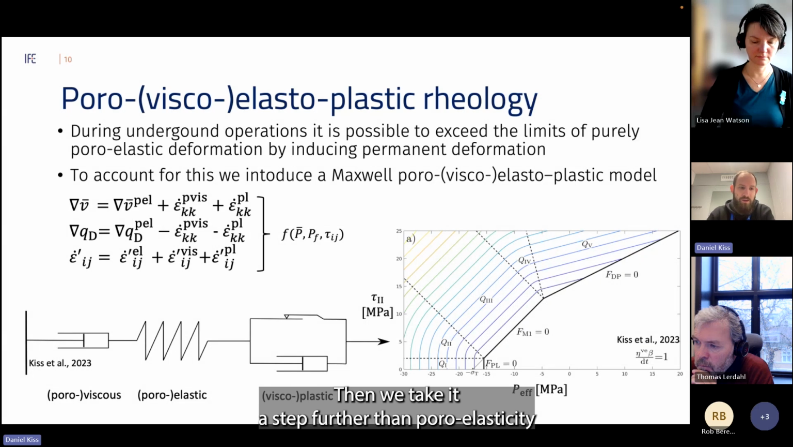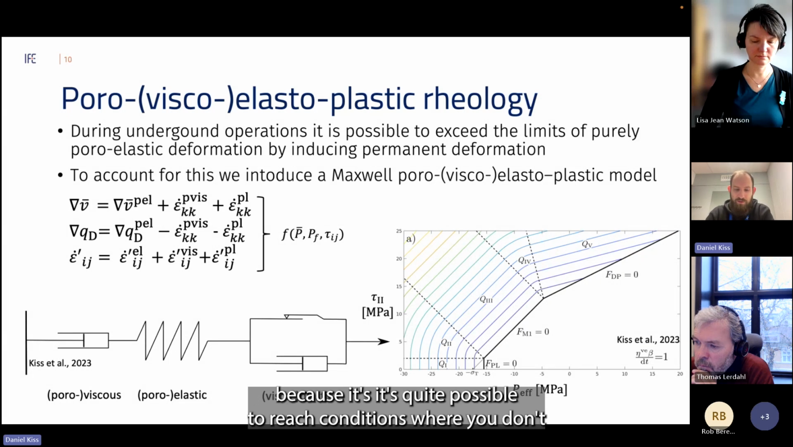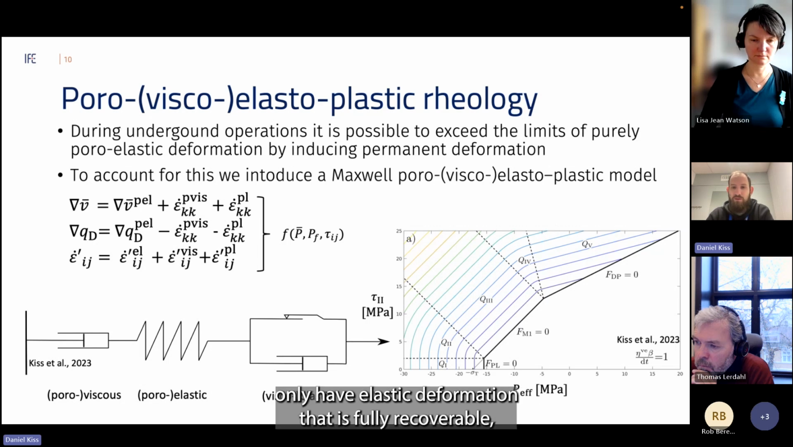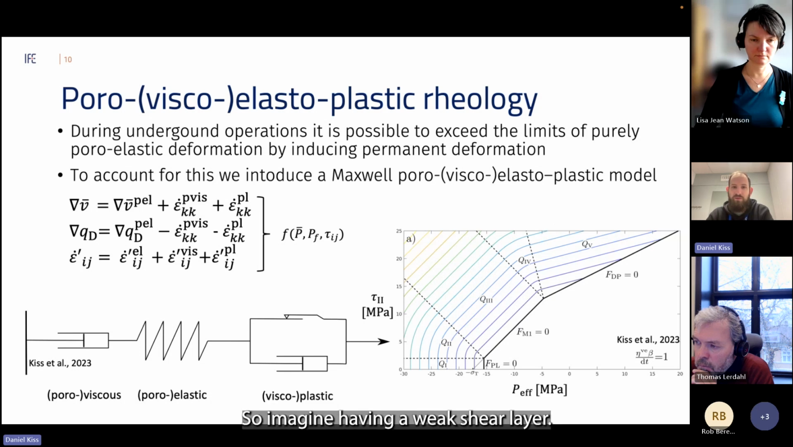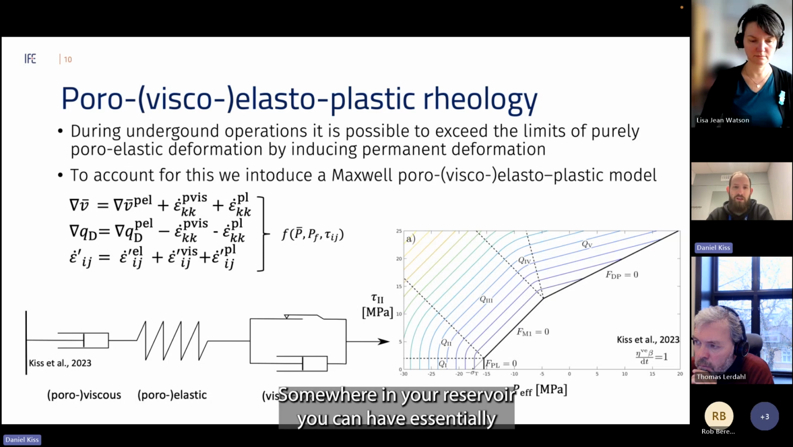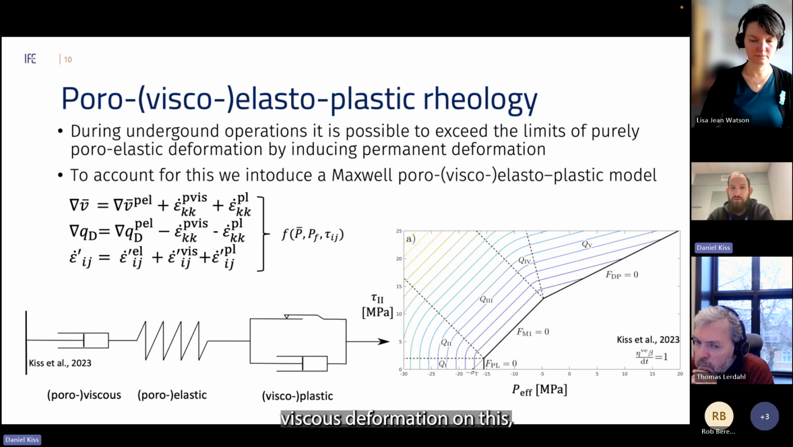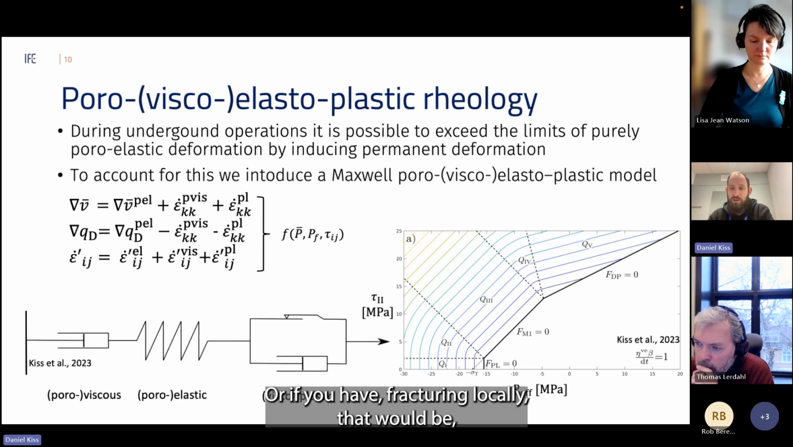Then we take it a step further than poroelasticity, because it's quite possible to reach conditions where you don't only have elastic deformation that is fully recoverable, but also permanent deformation, which could be fracturing. It also could be creep. So imagine having a weak shale layer somewhere in your reservoir. You can have essentially viscous deformation on this horizon. Or if you have fracturing locally, that would be the plasticity.